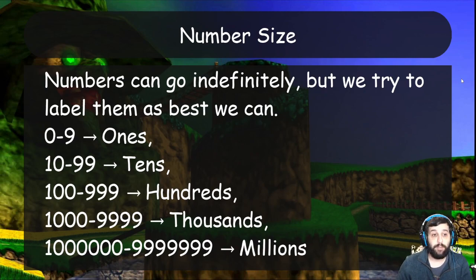Now let's get into number sizes. Let's think about digits. You know that the numbers between 0 and 9 are the ones place. Between 10 and 99 is the tens place. 100 to 999 is the hundreds. 1,000 to 9,999 is the thousands. 1 million to 9,999,999 is millions. So those are kind of ranges, right?